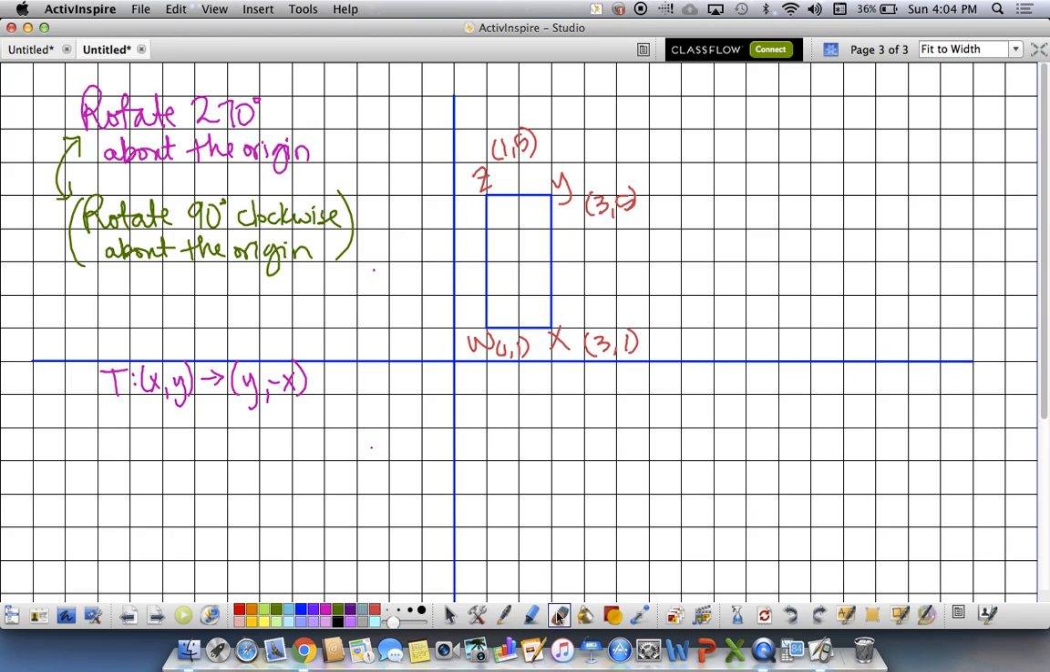So here we go. We're erasing that little dot that's there. So the first point, I'm going with 1, 1 because it's beyond easy. So it becomes 1, negative 1. That would be W prime, which would be 1, negative 1. 3, 1 would become 1, negative 3. Okay, so that would be my X prime.